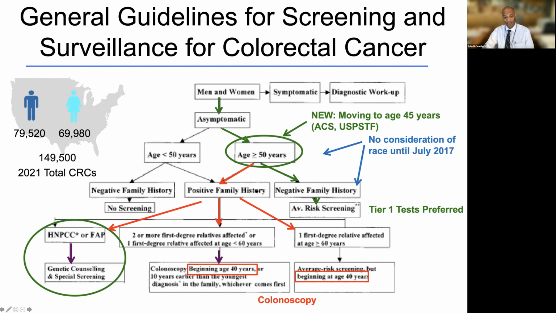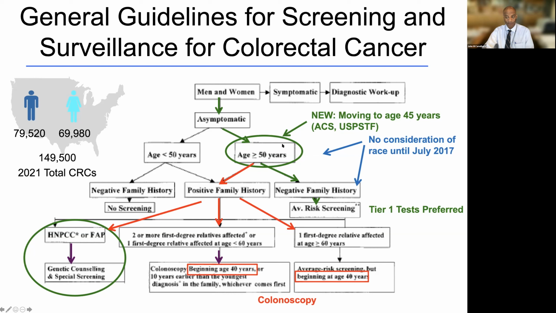If you have a positive family history, particularly of Lynch or FAP, that's genetic counseling and surveillance. If you don't fit those categories, if you have a first-degree relative affected that's greater than 60 years, then screening should begin at age 40. That's usually 10 years before age 50. The recommendations have not moved it under 40 yet.